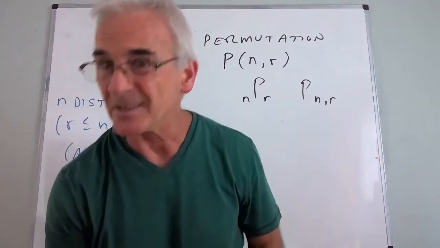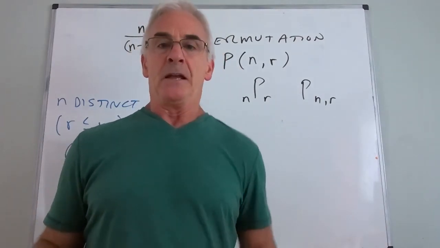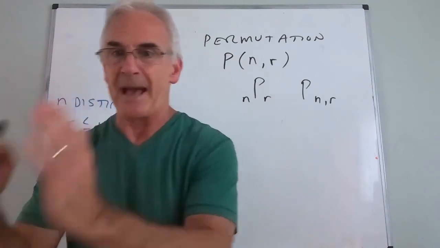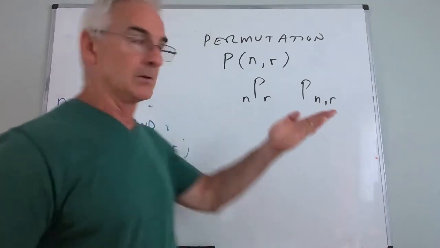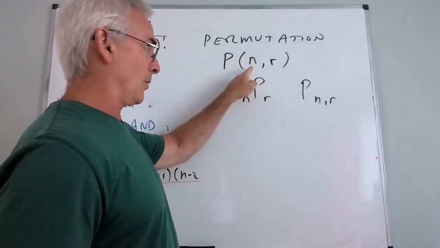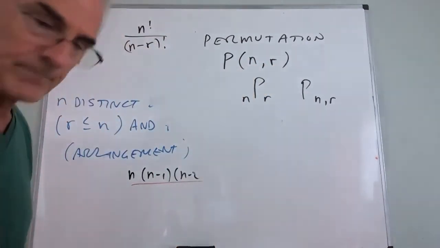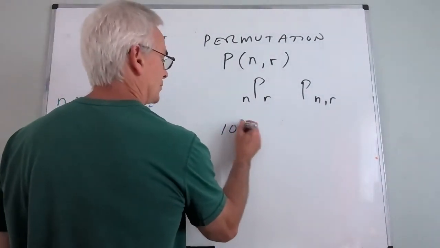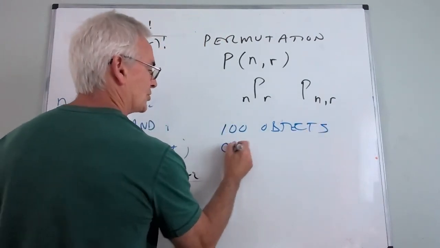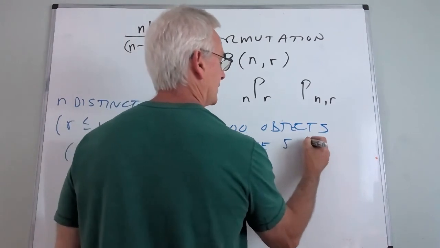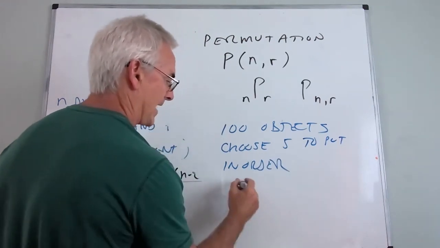The reason that can be a little confusing is we are using capital P for probability, but the context is different. If I said, what's the probability of an event, I'd say capital P of event A. Permutation involves two inputs, so there's no way I'm going to confuse this with probability. N objects, I'm choosing R of them. So really simply, I have 100 objects and I want to choose five to put in order. That would be permutation.